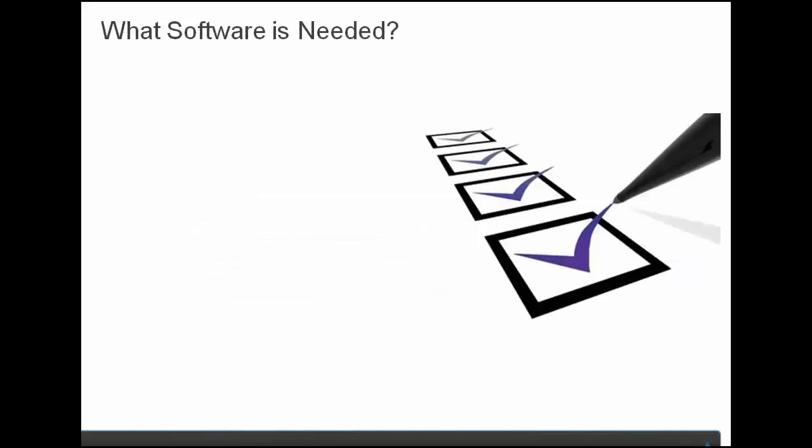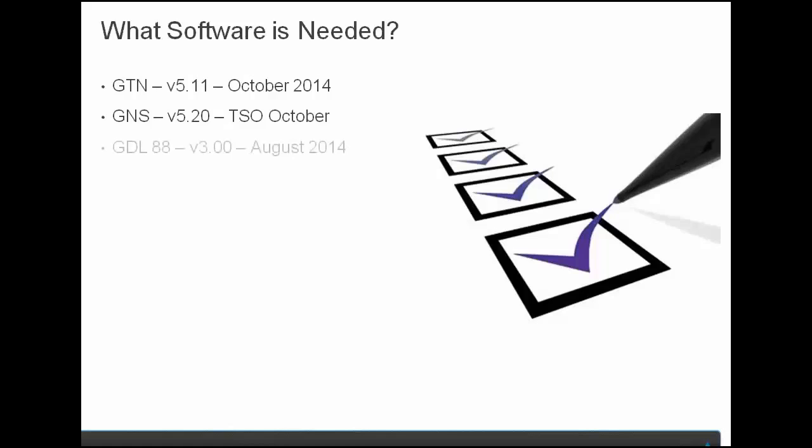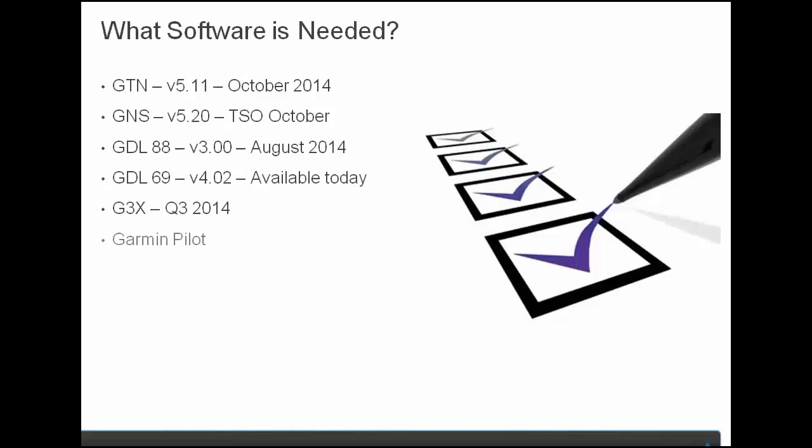What software is needed? GTN 5.11 will be ready in October. GNS 5.5.2 TSO is expected in October as well. GDL 88 3.0, hopefully still here in August. Got a few days left. GDL 69 is available today with 4.02. G3X, Q3 of 2014. Garmin Pilot 7.0: you've got to have that software on the Apple products, and it'll be ready in September. And for Android, you need 4.0, and it will be coming out in September as well.